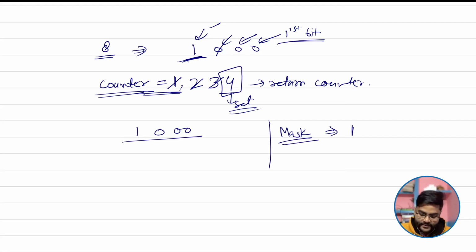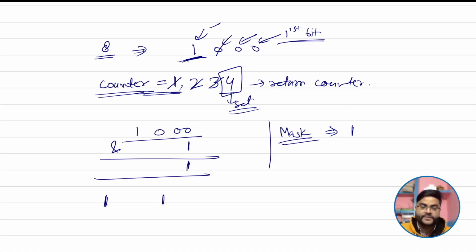Okay, if I take 1 and take a bitwise AND to check whether my bit is set or not. So 0 and 1, 0 and 1. If I take bitwise OR with 1, it will always result in 1, so bitwise OR will not be beneficial for this.